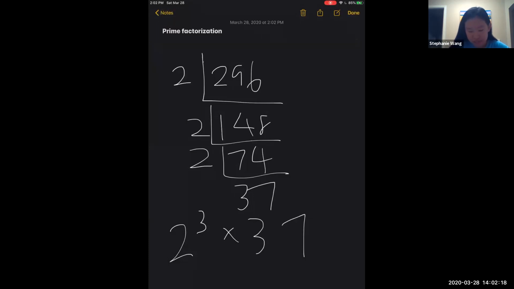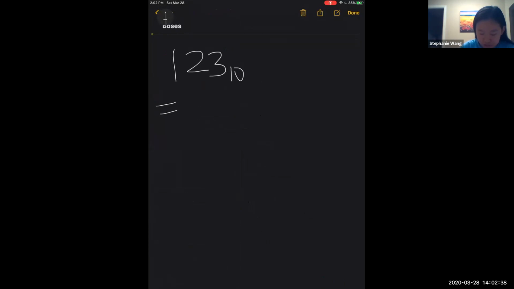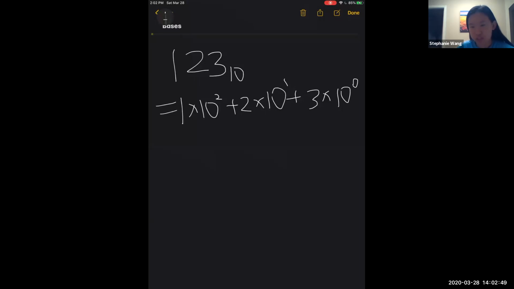The next concept we're going to discuss is bases. Bases also occur a lot in number theory problems. If you're not familiar with bases, let's say you have a number like 123. This number is in base 10 because it equals 1 times 10 squared plus 2 times 10 to the first, plus 3 times 10 to the 0th power. This is the normal base system that we use in math.